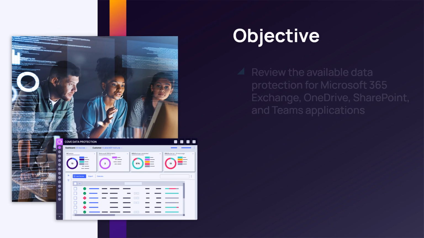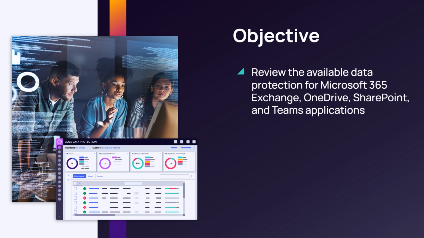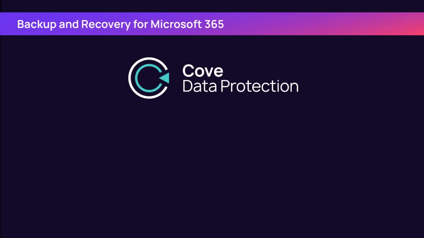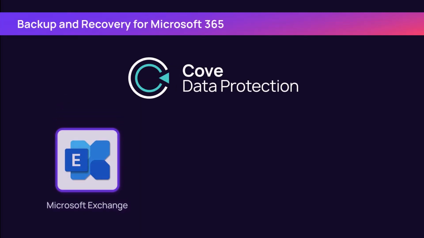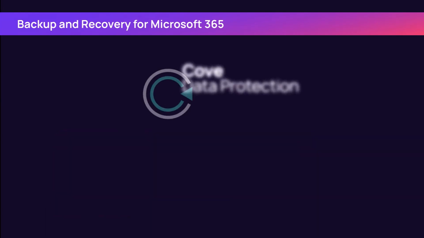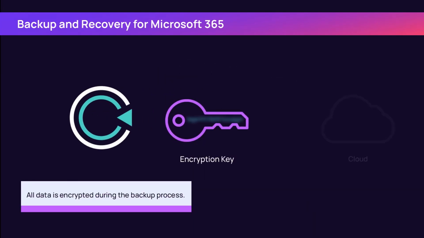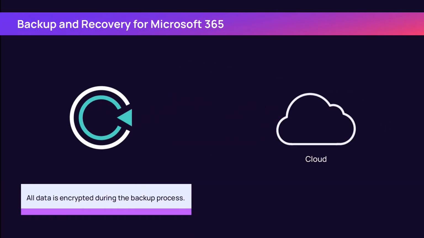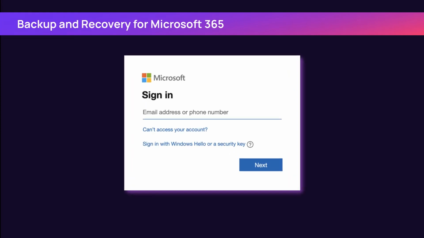In this module, we will review data protection for Microsoft 365, which includes Exchange, OneDrive, SharePoint, and Teams. Cove Data Protection offers a backup and recovery service for Microsoft Exchange, SharePoint, OneDrive, and Teams. All data are encrypted during the backup process, and the encryption key is stored in the cloud. Cove relies on tenant access to Microsoft 365.